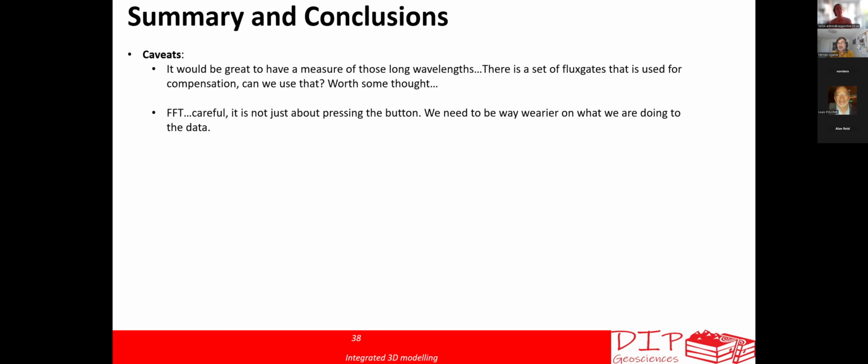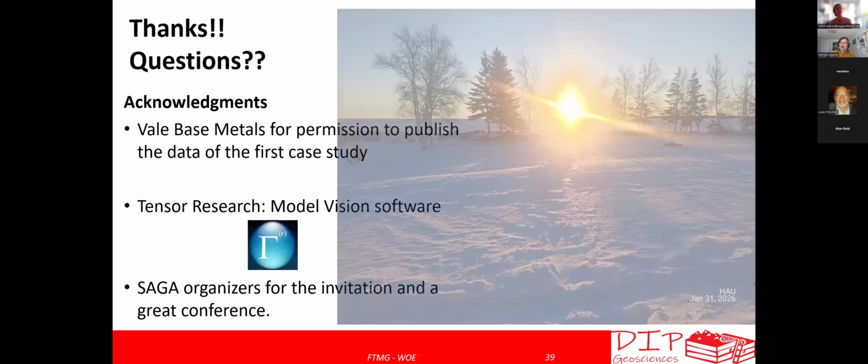And with the FFT, you have to be careful. Don't just rely on those defaults and press the button. Have a look at your prepared grids, because that can kill the processing.